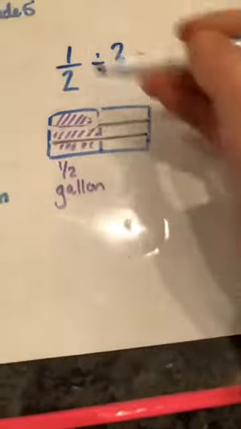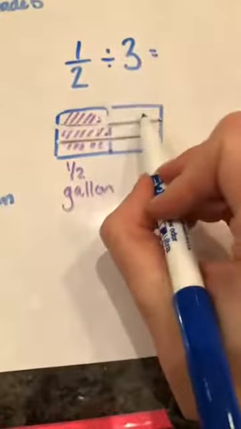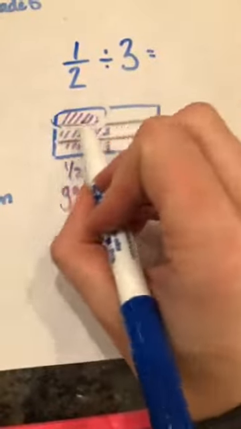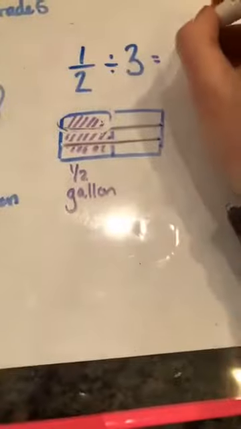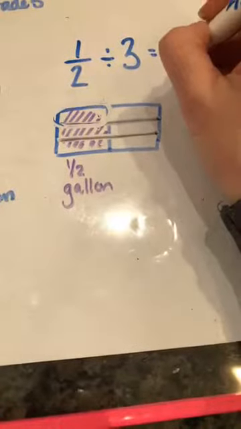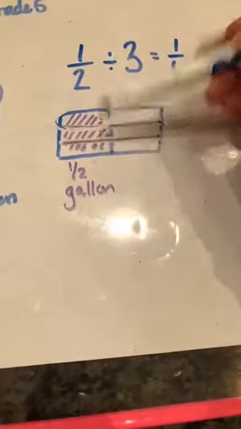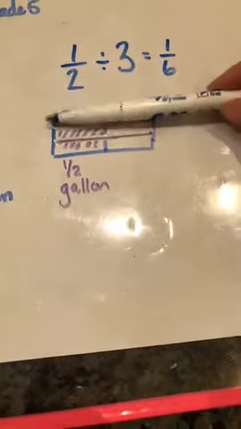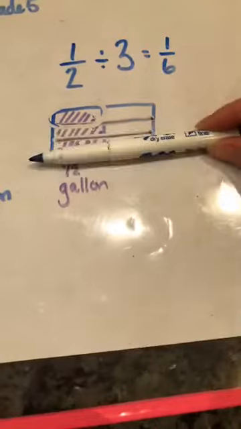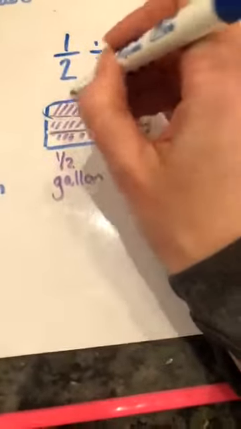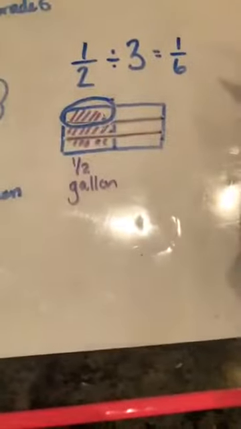So, what do you guys think? Thinking back to your whole, this size of your piece is actually 1/6. So I'm taking half of my gallon of ice cream, I'm dividing it equally among 3 friends, and of my whole, I'm left with 1/6. Let's try another one.